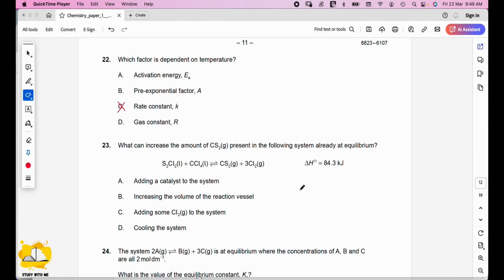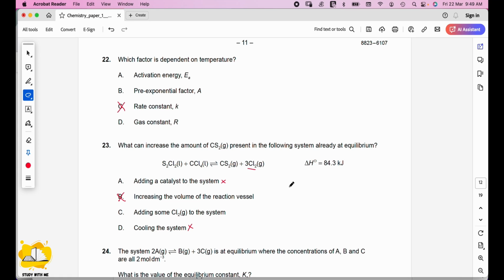Alright, for question number 23, what can increase the amount of CS2 present in the following system already at equilibrium? So, adding a catalyst just speeds up the reaction and cooling the system is not going to increase the amount. So, A and D are not the answer. Adding some Cl2 to the system, the reaction will be reversed, so the amount of CS2 will decrease. So, increasing the volume of the reaction is the right answer.